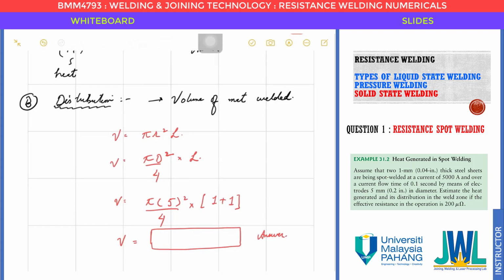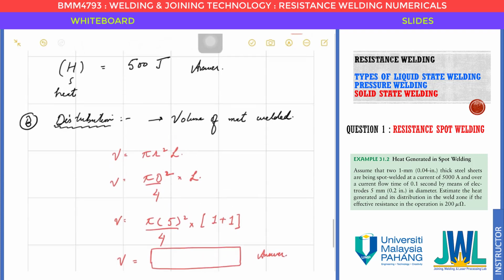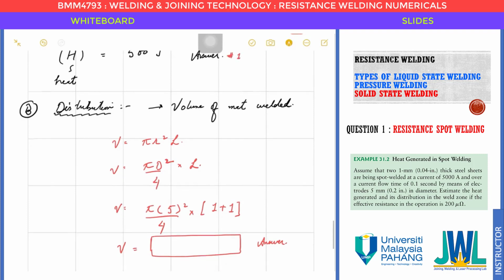So this was part B, or the distribution of the weld. So you've got two answers here: answer number one and answer number two.